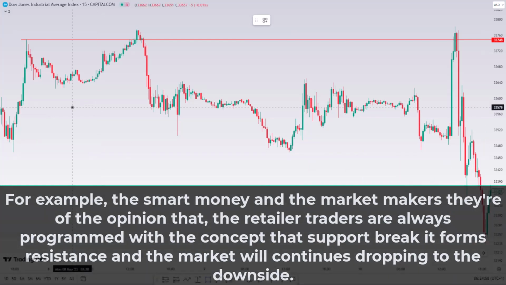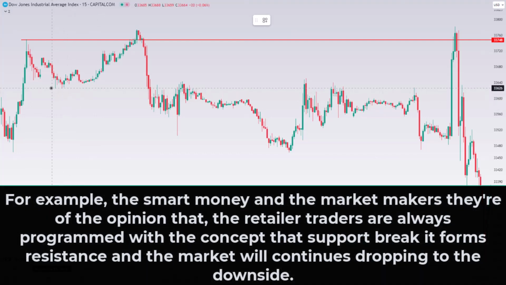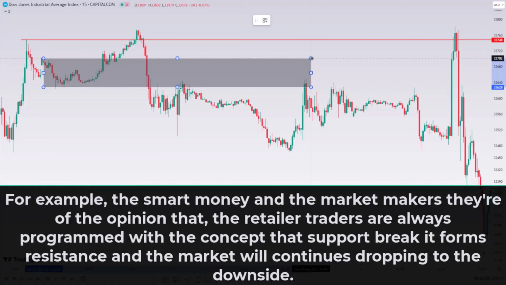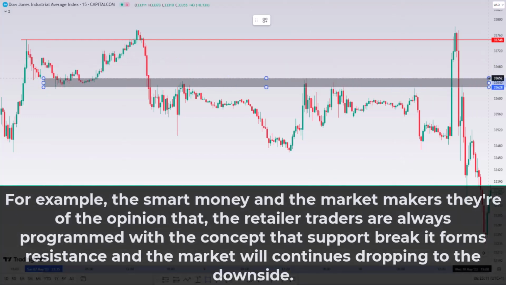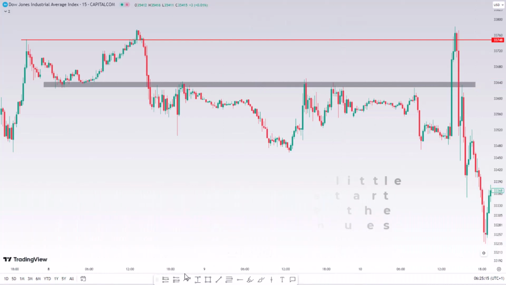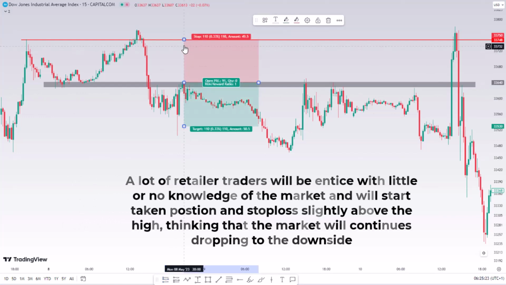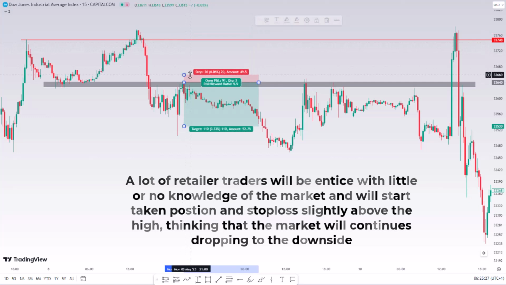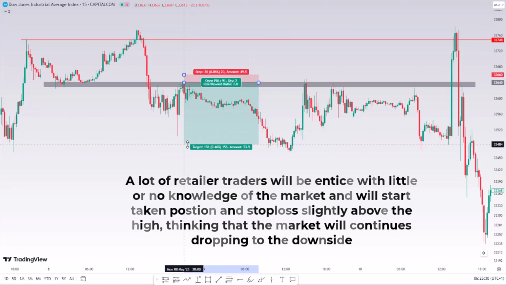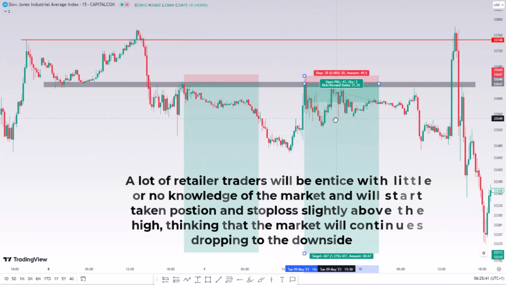For example, the smart money and the market makers are of the opinion that retail traders are always programmed with the concept that support breaks, it forms resistance, and the market will then continue dropping to the downside. By so doing, a lot of retail traders with little or no knowledge of the market will be enticed to start taking positions with stop loss slightly above the high, thinking that the market will continue dropping to the downside. The same at this level.